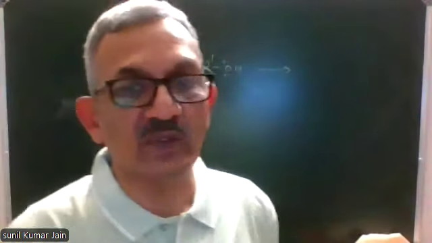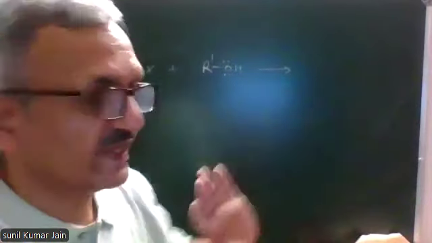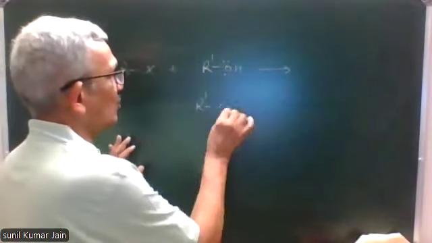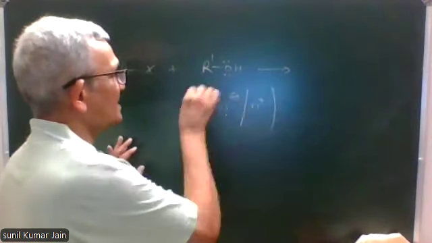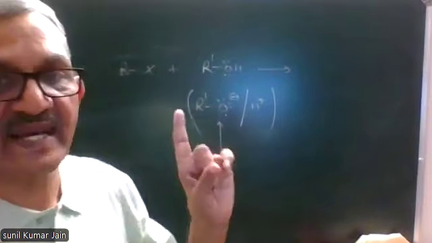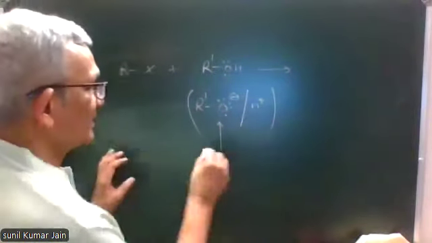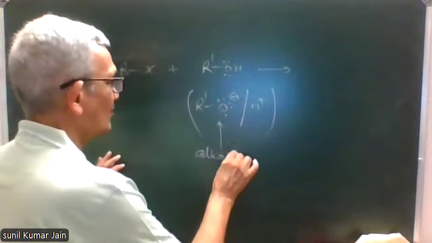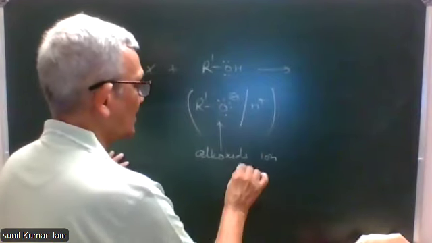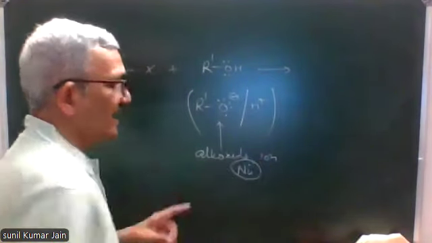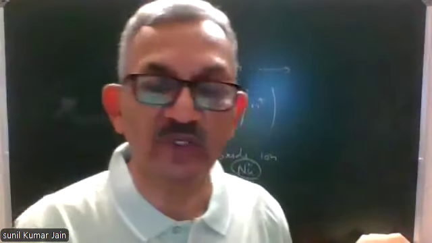Next is reaction with alcohols. Later in the next chapter of organic chemistry, you'll study that alcohols are acidic in nature. Acidic means alcohol will ionize to give RO minus ion and H plus ion. RO minus ion is called alkoxide ion. And this alkoxide ion will act as a nucleophile.